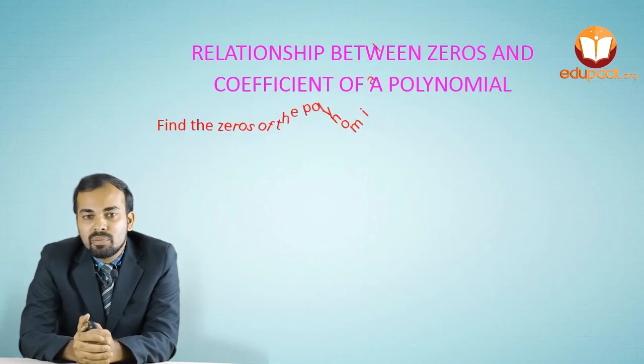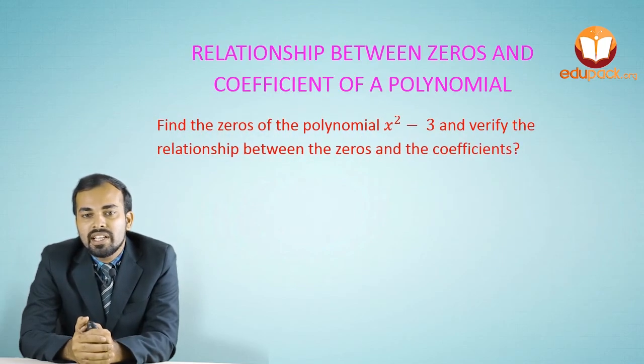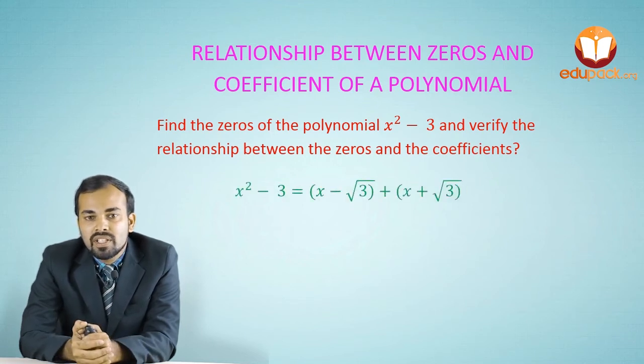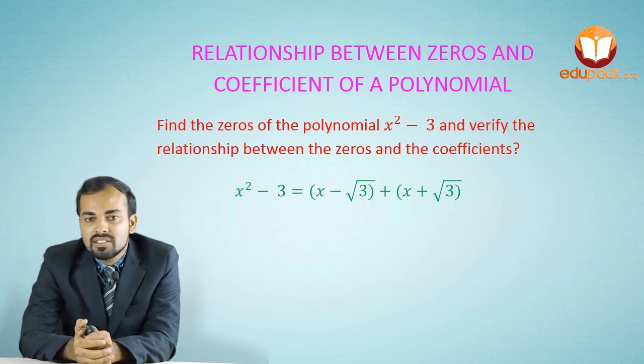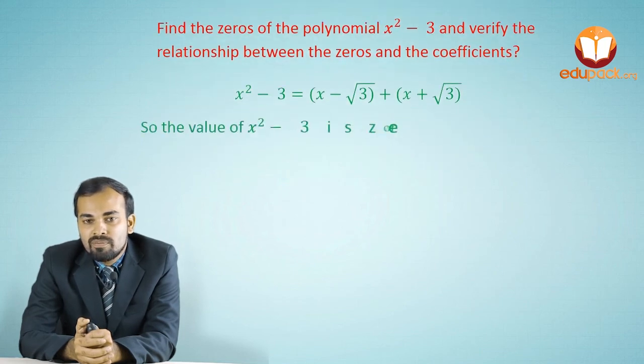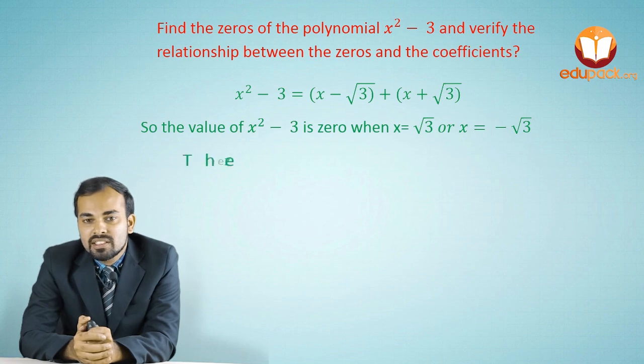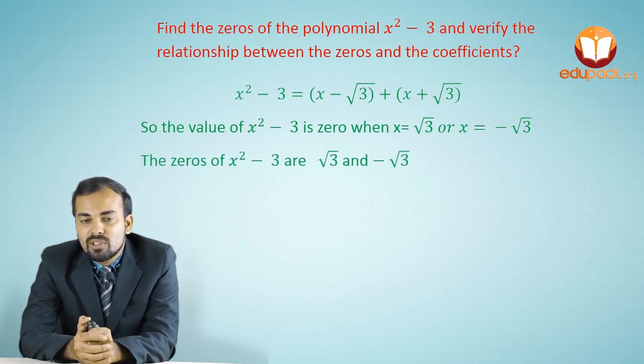Let's take another example. Find the zeros of the polynomial x square minus 3. Verify the relationship between the zeros and the coefficients. Here x square minus 3 is a quadratic polynomial. And we are splitting that x square minus 3 into x minus root 3 times x plus root 3. When you multiply, you can check and surely you will get x square minus 3. Value of x square minus 3 is 0 when x equals minus root 3 and x equals root 3.